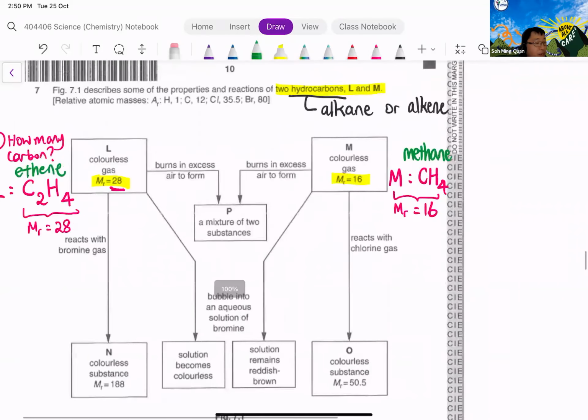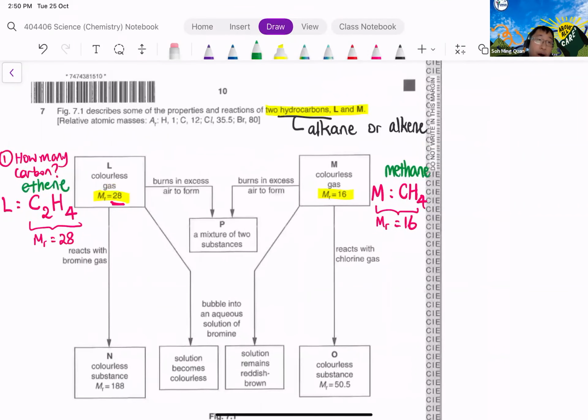Now, this is important because once you work out what L and M are, the rest are easy. But if you don't know what L and M are, you're just working in the darkness. You don't know what's going on. And therein comes the main point of today's lesson. For organic chem, what are the useful MRs to learn? This is for organic chem.